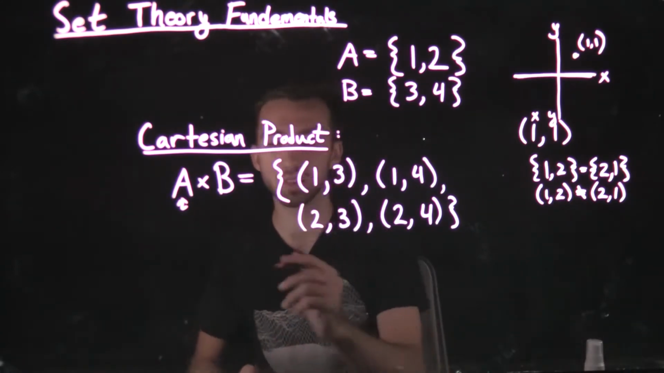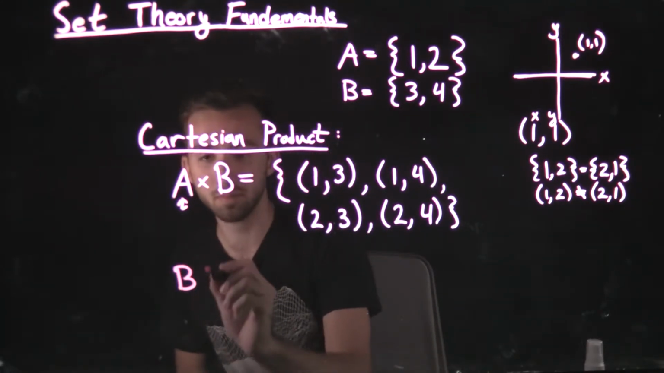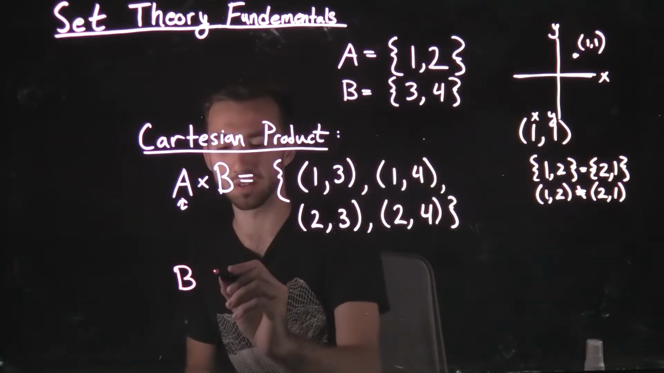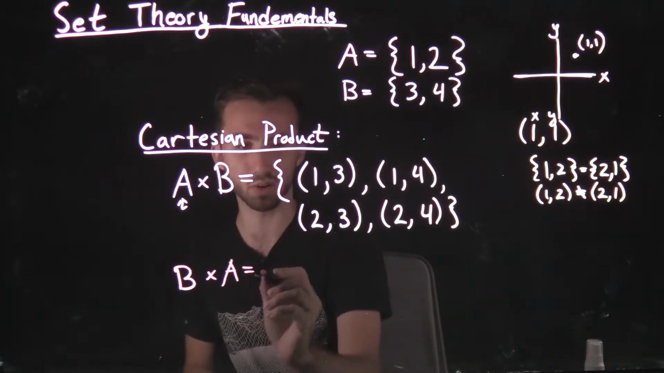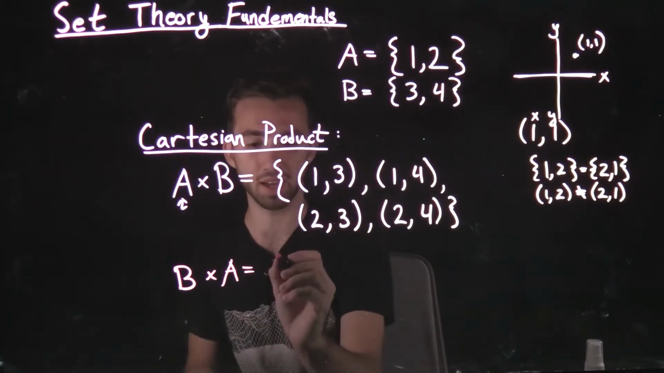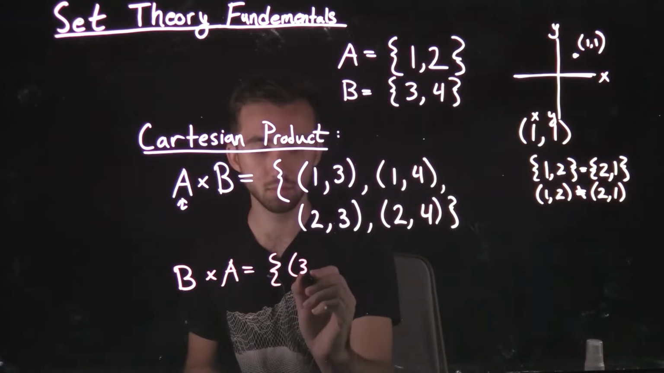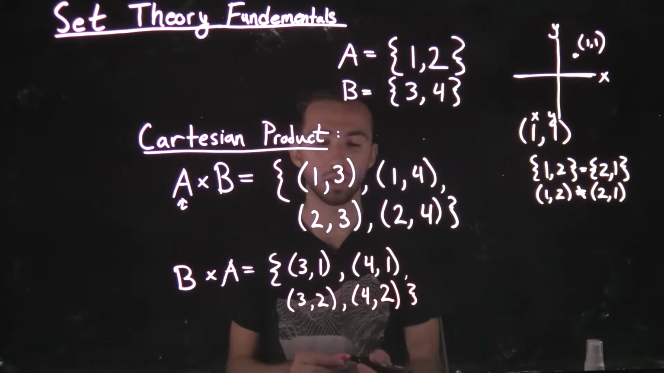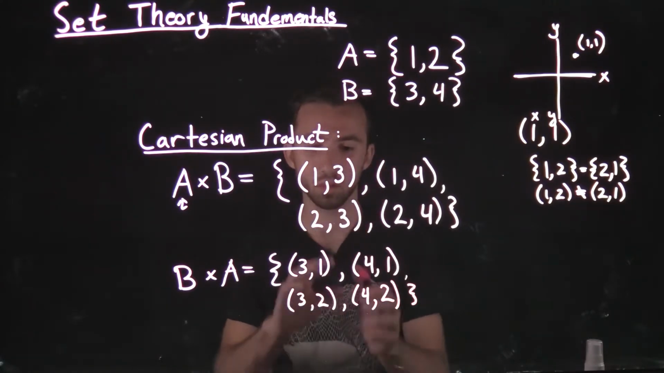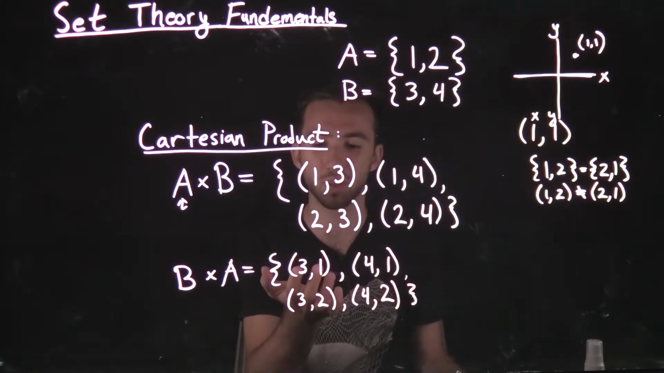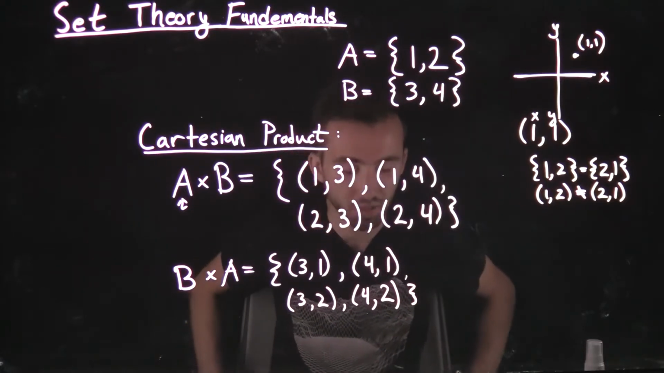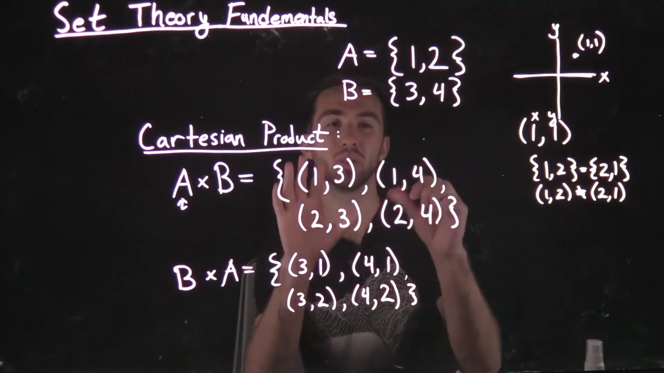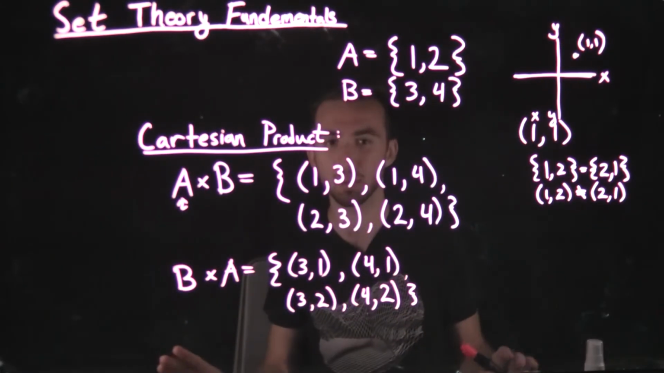And also know that 1 came first and 2 came first because A came first in the order. So I'm going to quickly write out B cross A. And this is what we get. We get the same thing, but just with orders reversed. Because remember, ordered pairs, order matters. And you are creating every possible combination.